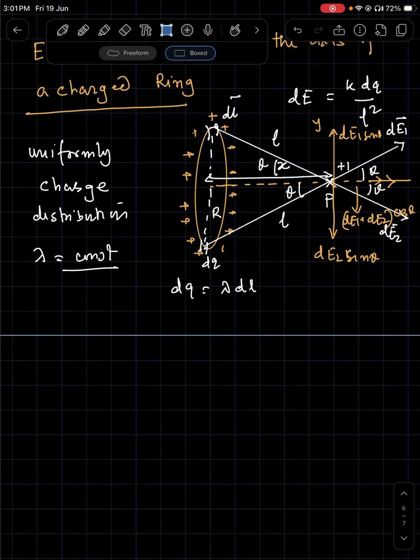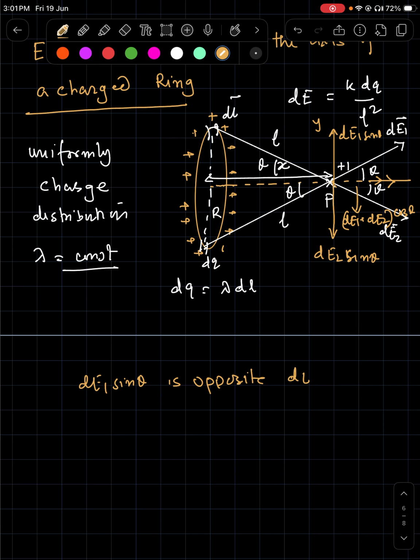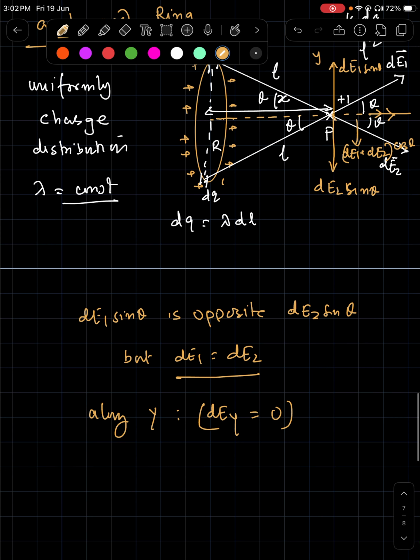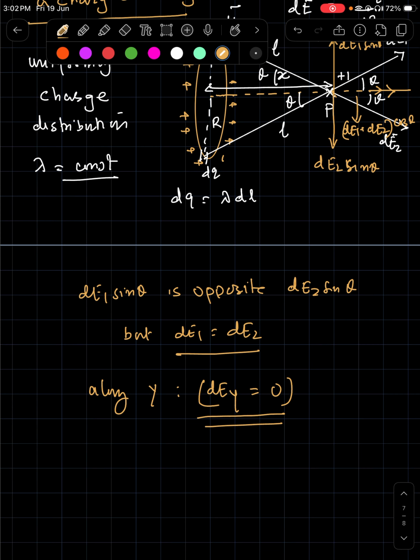You can easily see that along the y-axis, dE1 sine theta is opposite to dE2 sine theta, and since dE1 equals dE2, the resultant electric field along y, dEy, equals 0. They cancel each other, because their magnitudes are the same and they are opposite to each other. That's why their total is 0.